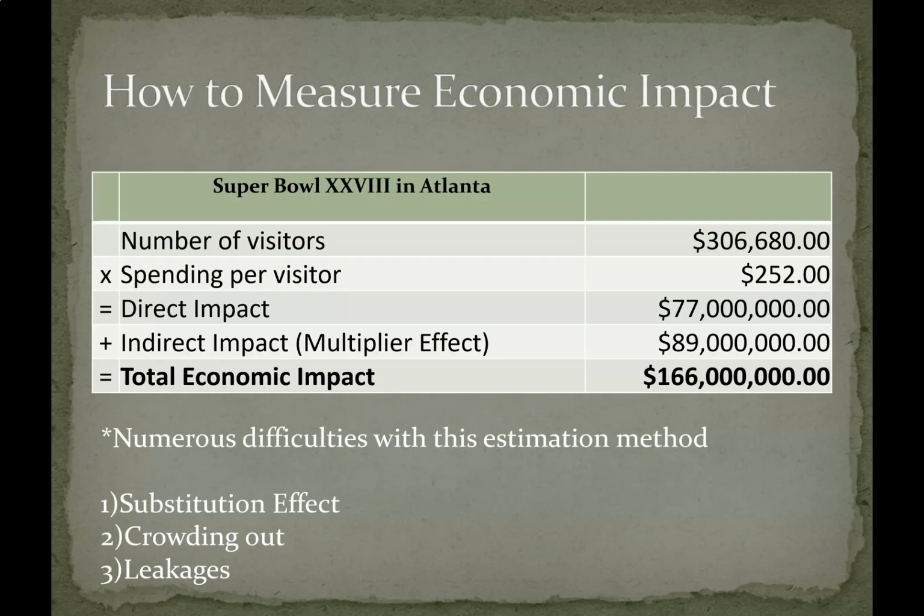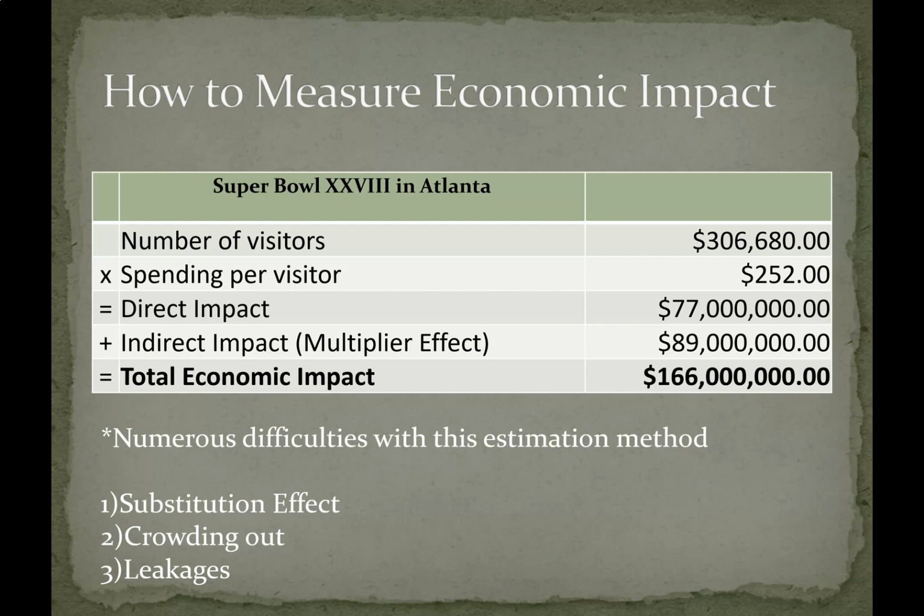And so this is how they measure economic impact at a Super Bowl or any big event. They take the number of visitors and they come up with an idea of how much money those people are spending. The way they do that is they do surveys and figure out what the average person spends on travel, on food, on lodging. They multiply that out and they get the direct impact. In this case, they're saying there are 306,000 visitors that spent $250 each, which is $77 million.